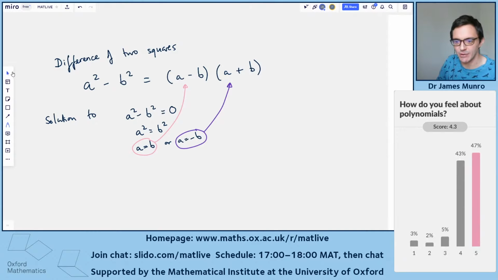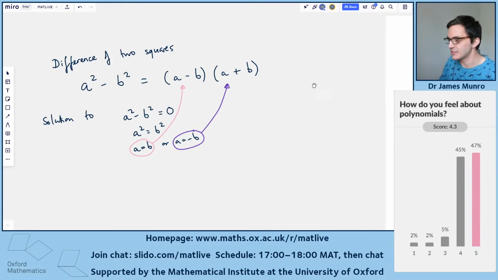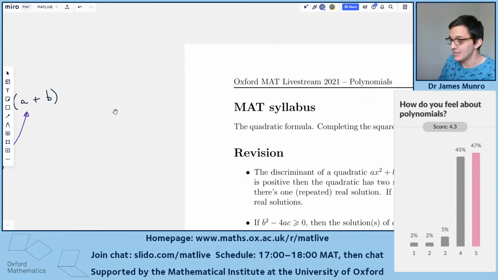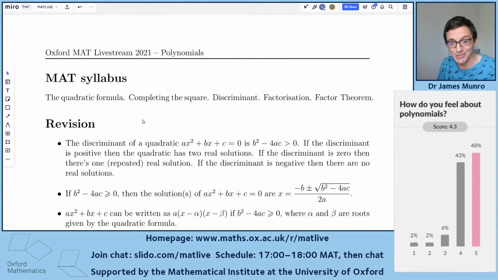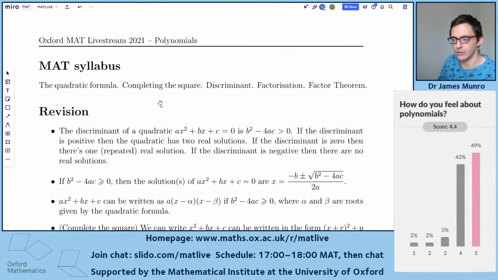While people are voting, let's have a quick look at the MAT syllabus. The Mathematics Admissions Test has something to say about what people should know about polynomials by the time they sit the MAT in November of year 13 or equivalent. It just says the quadratic formula, completing the square, discriminants, factorisation, and the factor theorem.